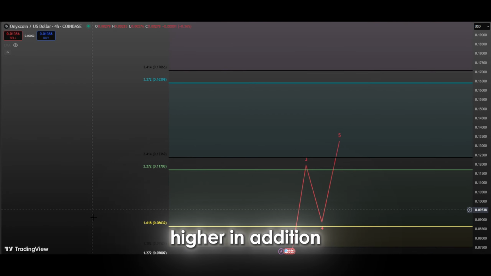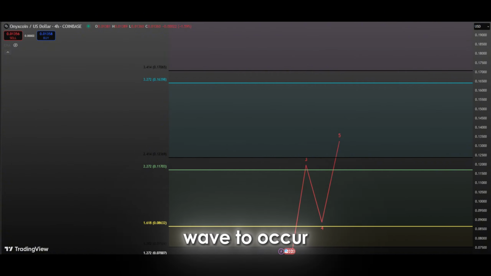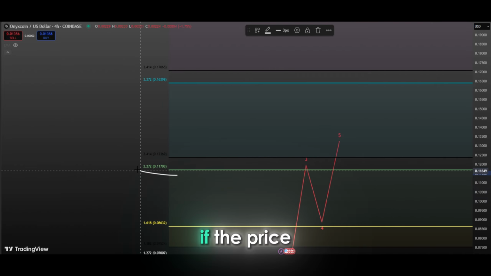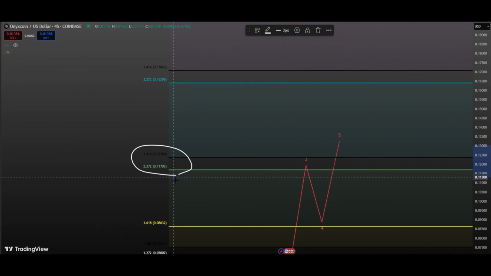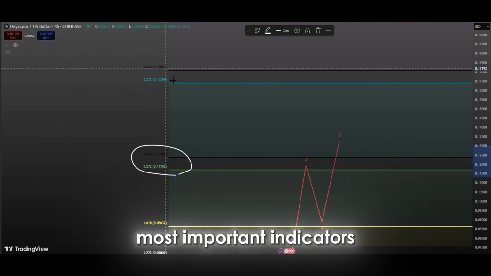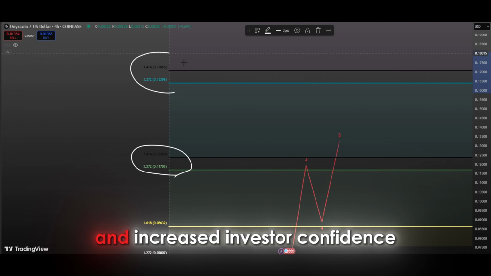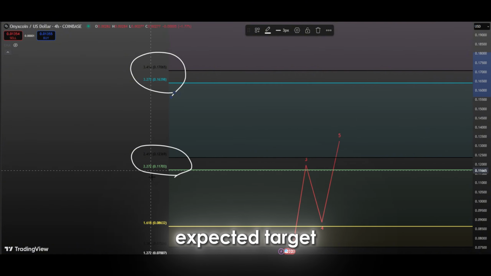also go higher. In addition, some important factors need to be considered for the third wave to occur. The most important of these is the increase in volume. If the price makes an upward breakout and the volume increases in the same way, this will be one of the most important indicators that the market supports the third wave. In addition, positive sentiment and increased investor confidence will also facilitate the third wave to reach its expected target.